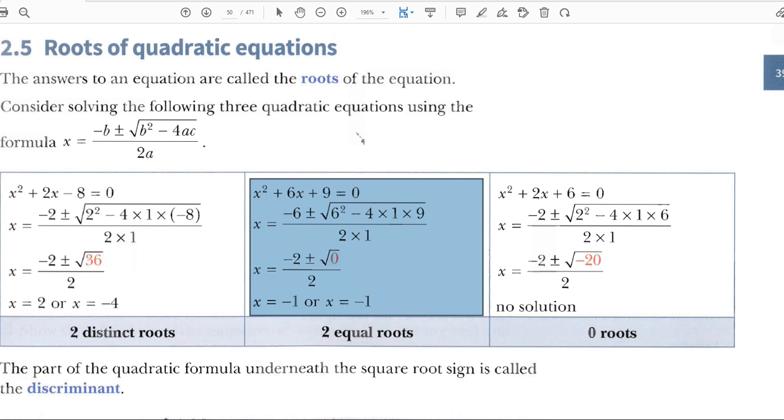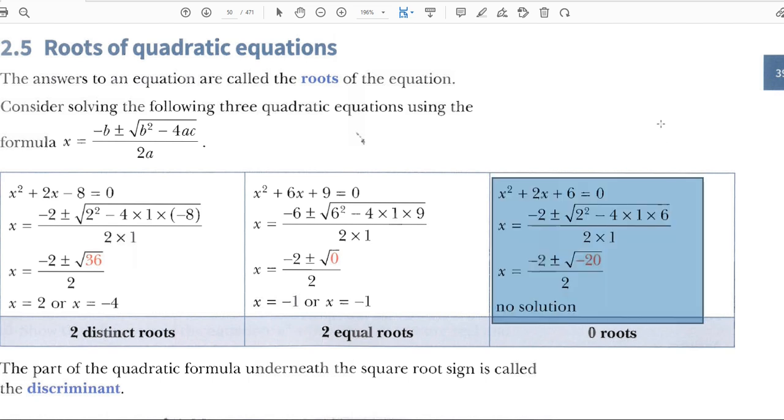Now come to the third example. You can see on the screen: x² + 2x + 6 = 0. If you solve this equation by using the quadratic formula, you will get x equals minus 2 plus minus square root of minus 20, whole upon 2. So if you have a negative sign inside the square root, then you say there is no solution. No solution means zero roots or no roots. You can call it zero roots or no roots.